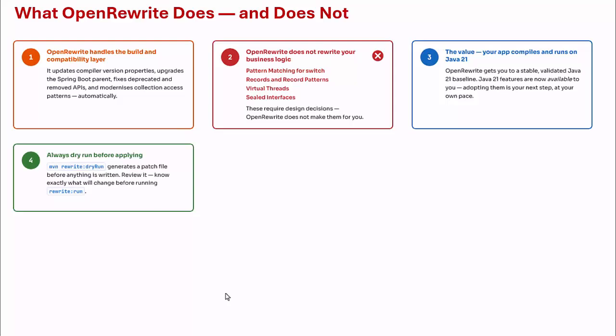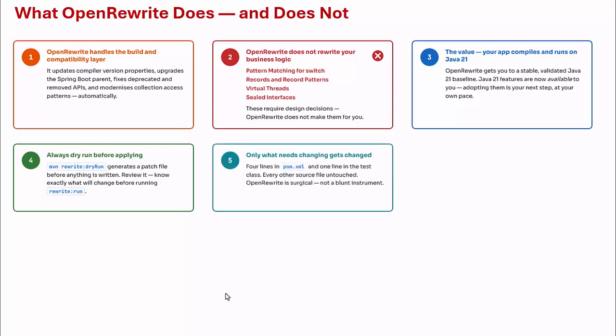Another key point: always dry run before applying. This dry run generates a patch file before anything is written to the disk. Ideally, you should review it. You should know exactly what will change before running the rewrite run command. And importantly, only what needs changing gets changed. In this project, 5 lines across 2 files got changed. So OpenRewrite is kind of surgical. It's not a blunt instrument.